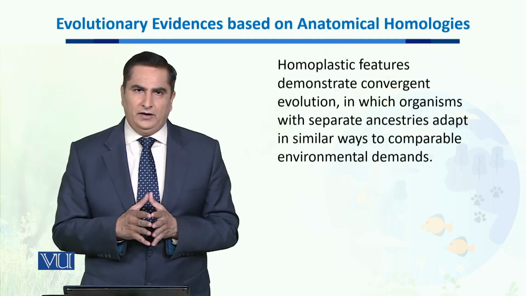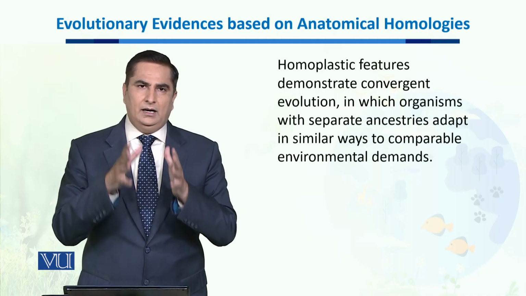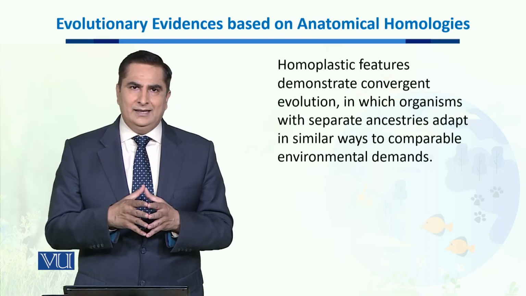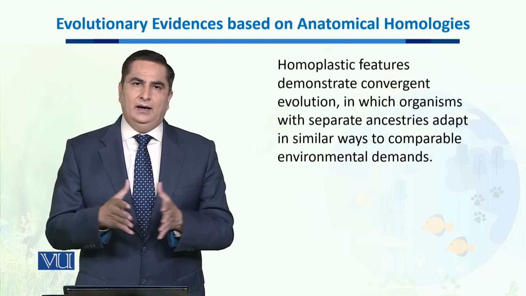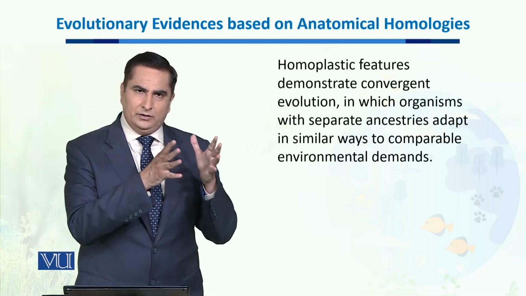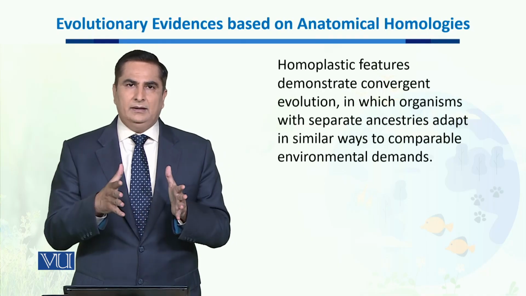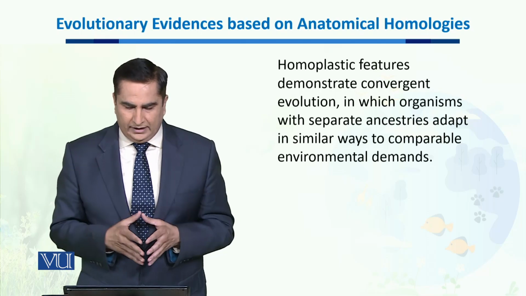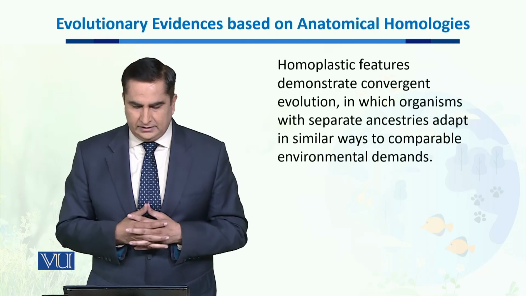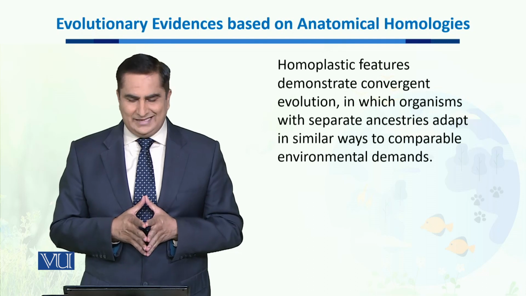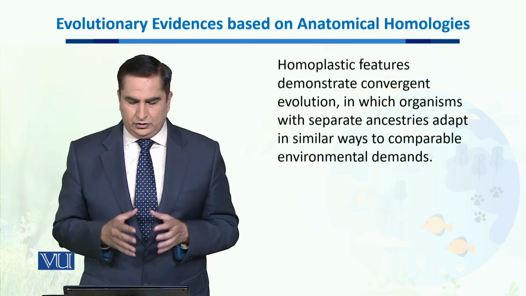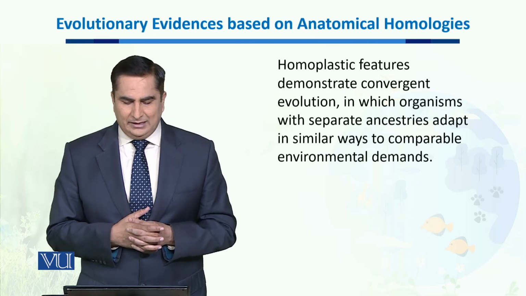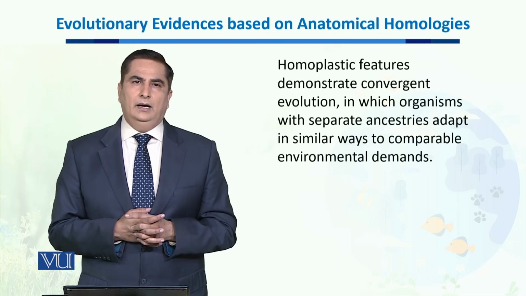While if we see the butterfly, the arm of the butterflies is not used in the flying. They have wings which originated separately from a separate part of the organs, but they perform the same function of flying. So they are known as homoplastic features. Now, these homoplastic features demonstrate convergent evolution, in which organisms with separate ancestries adapt in similar ways to comparable environmental demands.